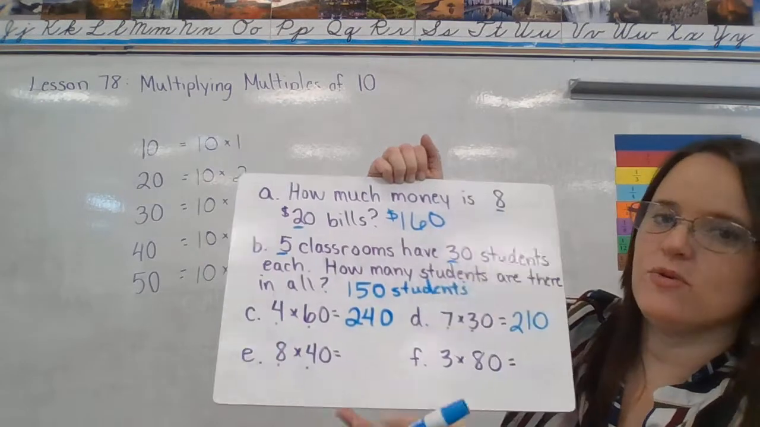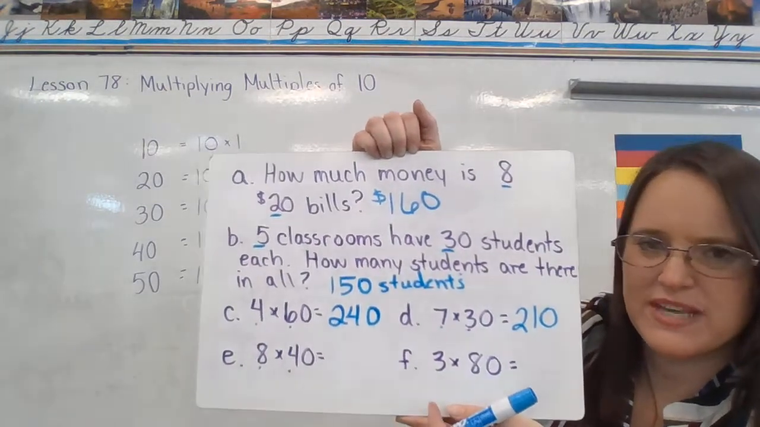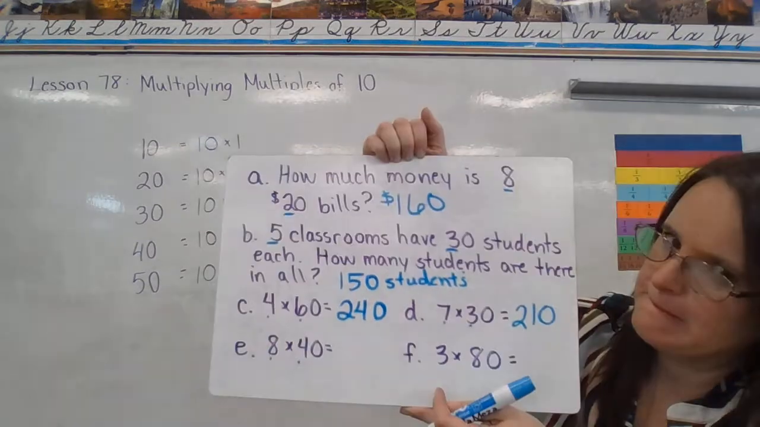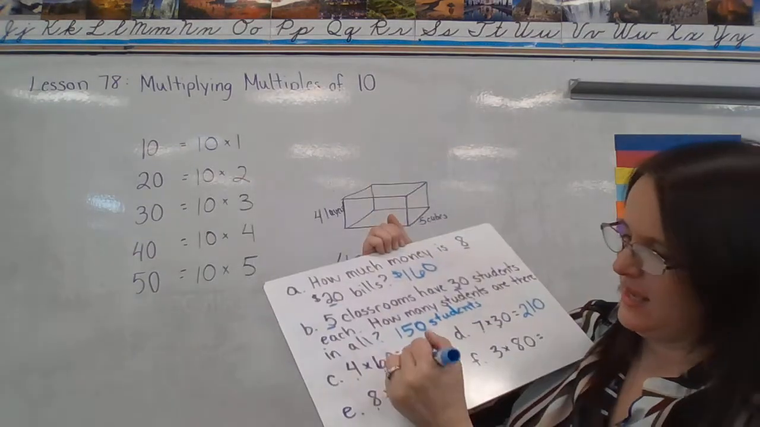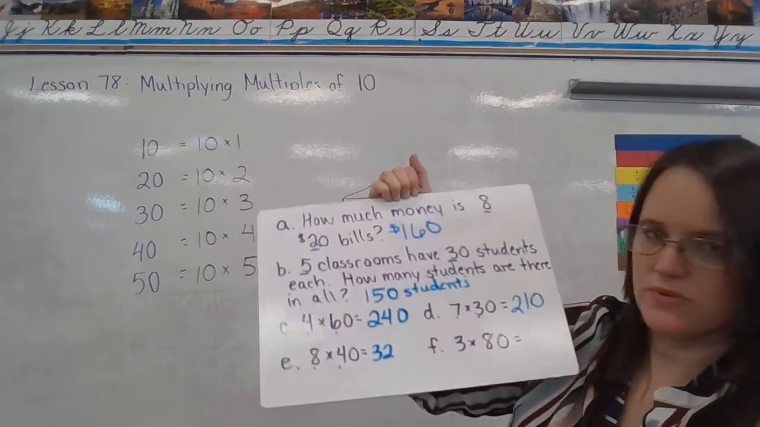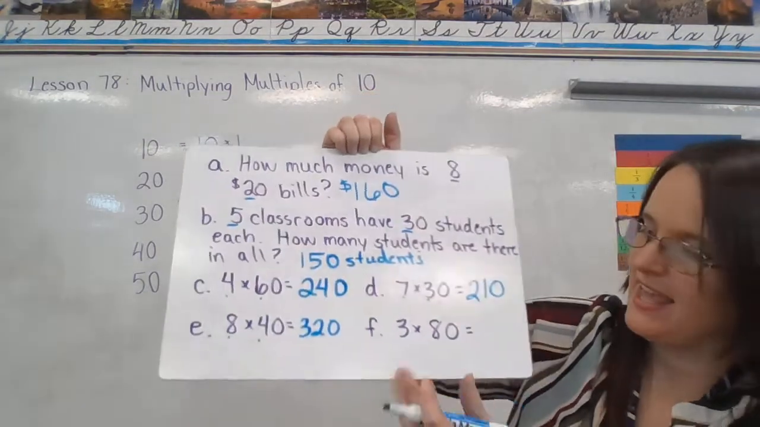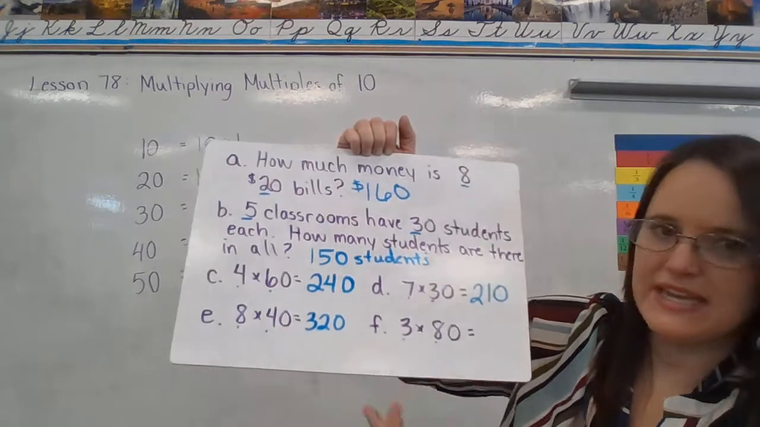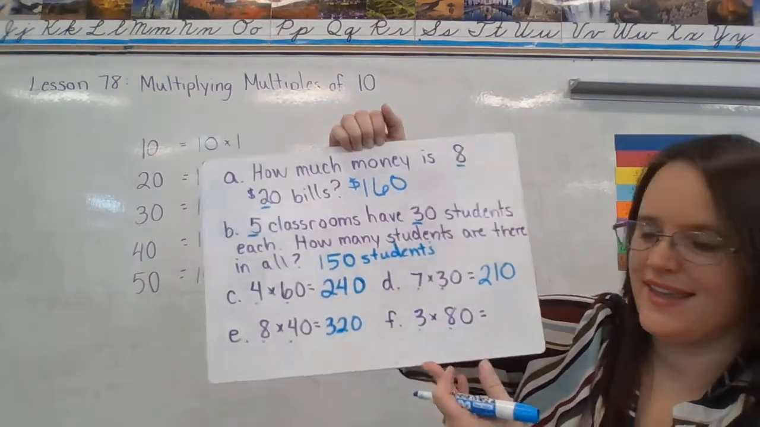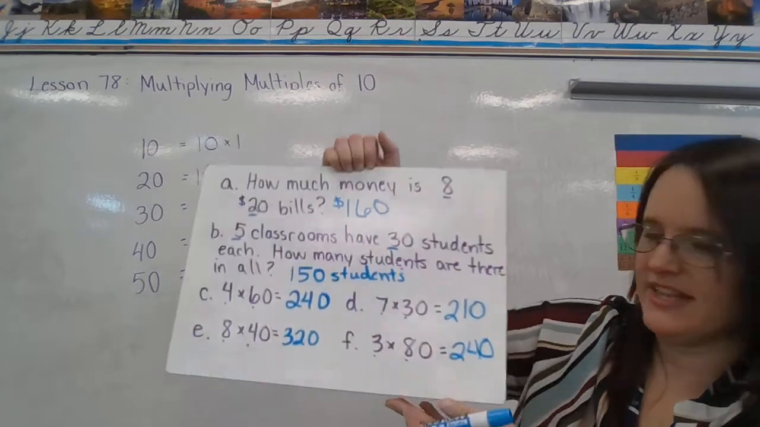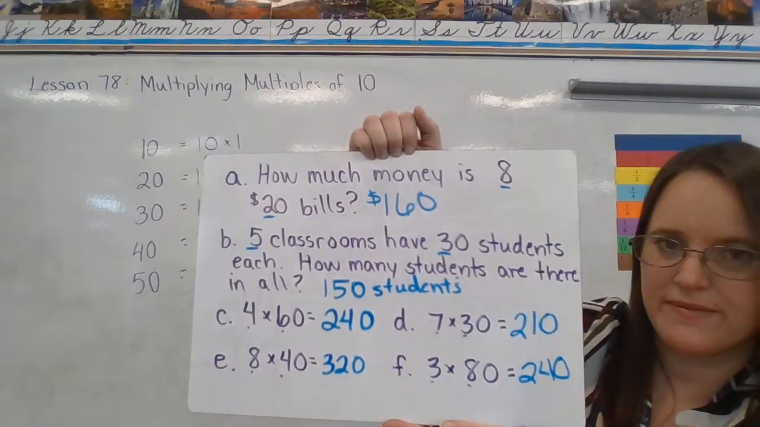8 times 4. That one tends to be a tricky one too. Those 8s and 4s. That one is 32. Tack on a 0 for an answer of 320. And 8 times 3 is 24. Tack on a 0 for an answer of 240.